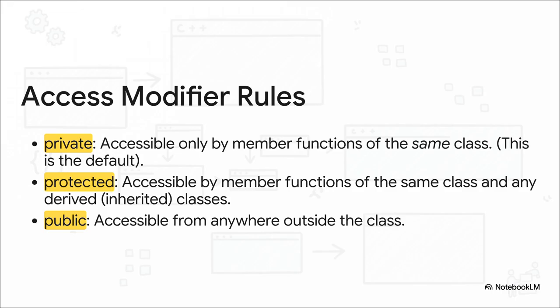If you want the outside world to be able to interact with something, you have to explicitly mark it as public. That becomes your public interface. And then there's protected. Think of it as a middle ground. It's kind of like private, but it lets future child classes, through something called inheritance, get access.